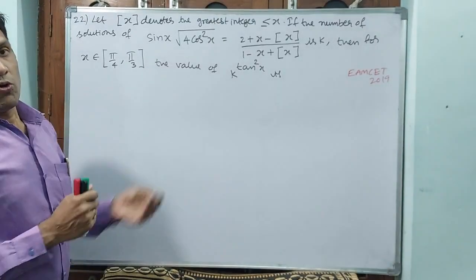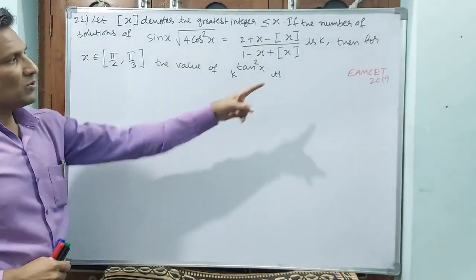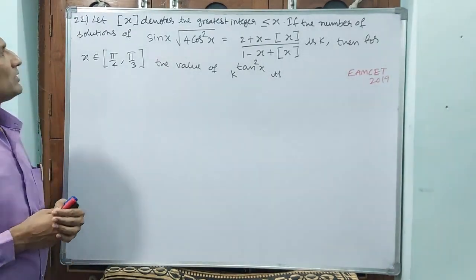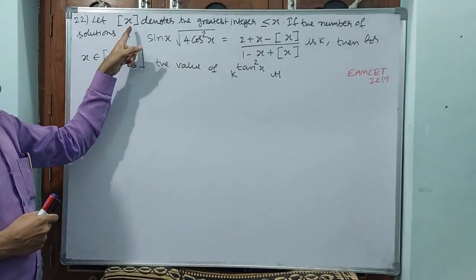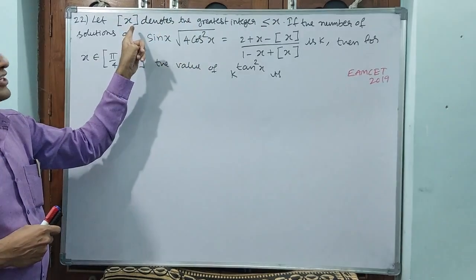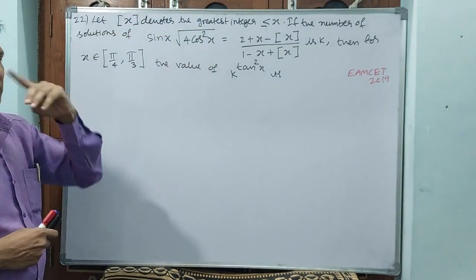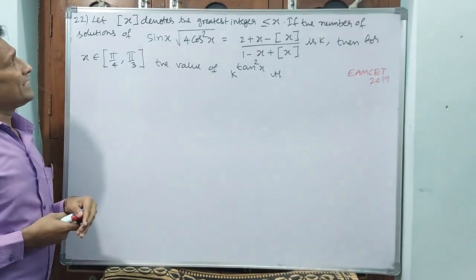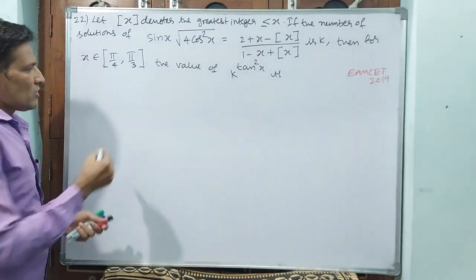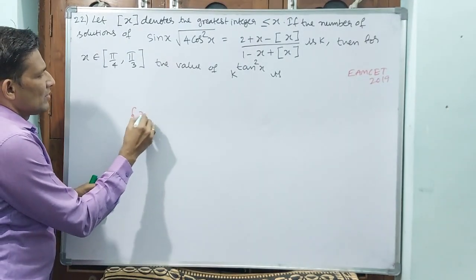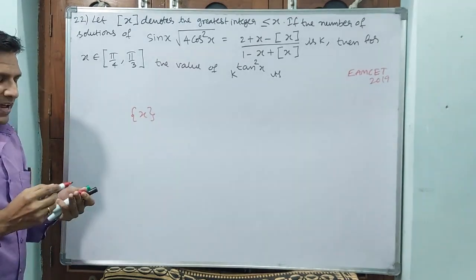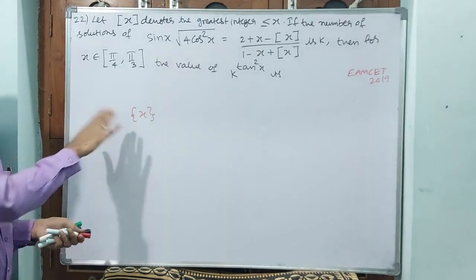Okay. See question number 22. EAMCET 2019 question. Observe carefully. This is also not an easy question. A little bit difficult question. Let bracket x, this is called the greatest integer function x, or greatest integer x. Okay, largest integer x, greatest integer x, like that they will call. Bracket if they give greatest integer x. And one more is there, brace x. This is called the fractional function. Fractional function, this we will see afterwards.